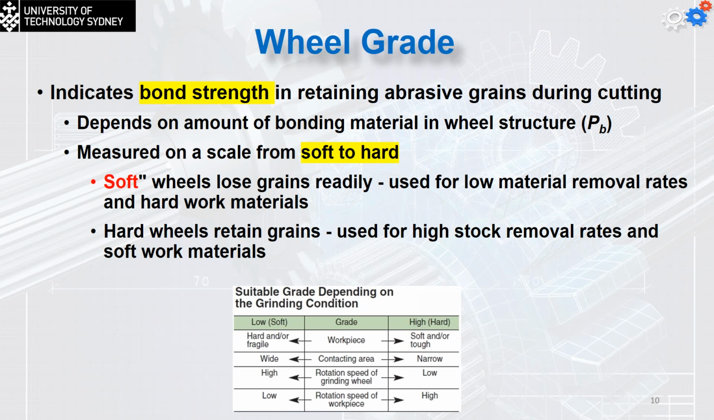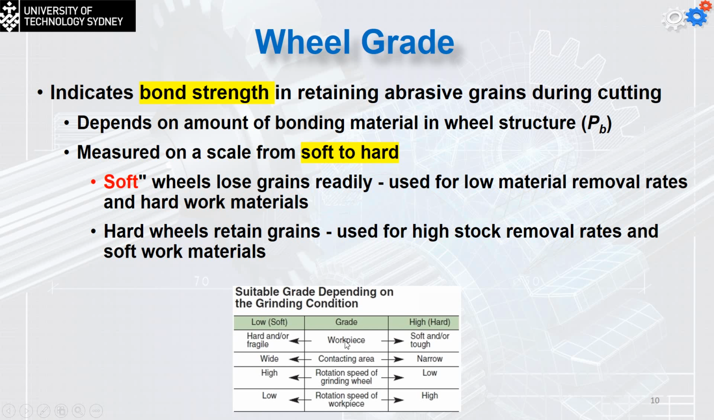So the soft wheel is going to lose the grain readily. As you do the cutting, you can see that the material is going to be not only the powder of the material you're grinding, but also the powder coming from the wheel itself. So it's used for low material removal rate and hard work material. Hard wheels retain grain, and are used for high stock removal rates and soft work materials.